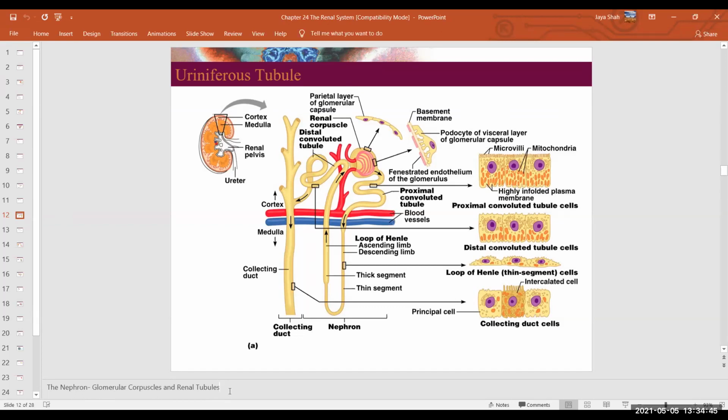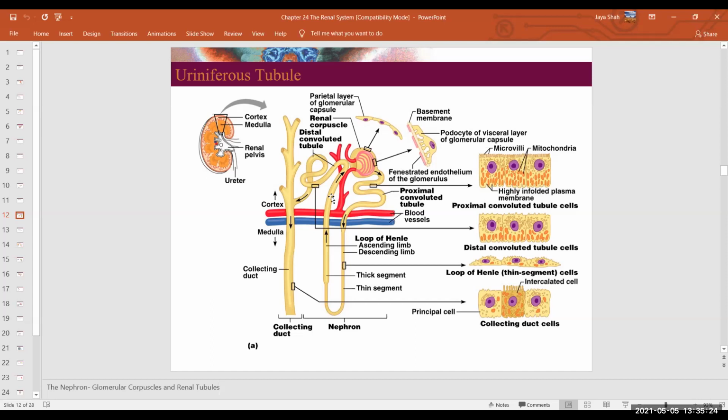I want you to get clear because I'm going to ask which one of the following is not part of uriniferous tubules, which one of the following is not part of renal corpuscles or glomerular corpuscles, which one of the following is not part of renal tubules. So again, uriniferous tubules, everything. Glomerular corpuscles, glomerulus, this tuft of capillaries, and Bowman's capsule. Nephron, the tubules and the glomerular corpuscles. Okay.